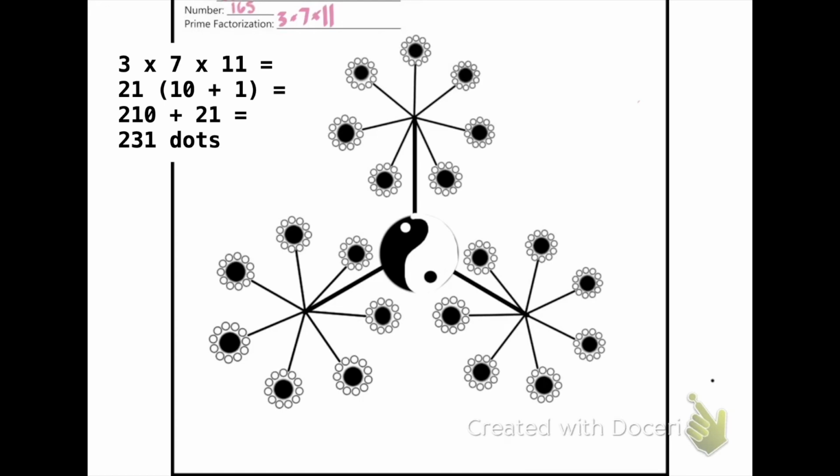So that is basically it, you guys. That is the prime factorization of 3 times 7 times 11 with the drawing, with the yin yang, of course, which gives it the beautifulness that it has. So my total came out to be 165.